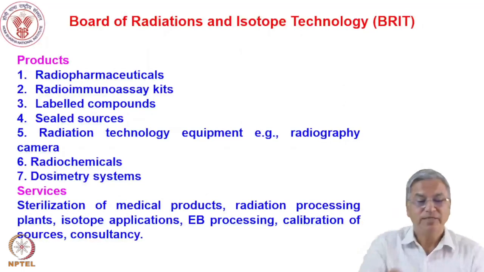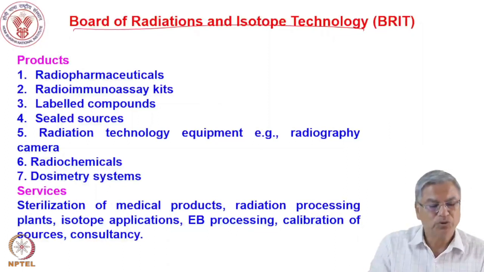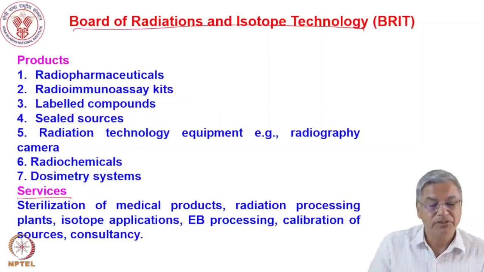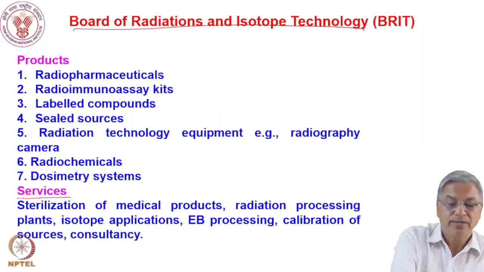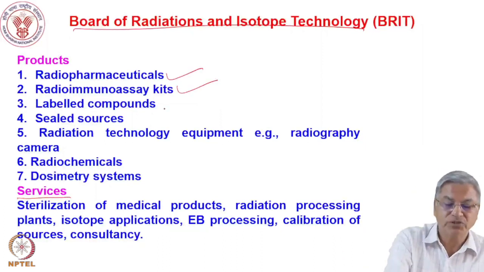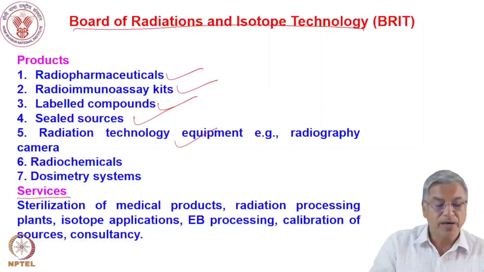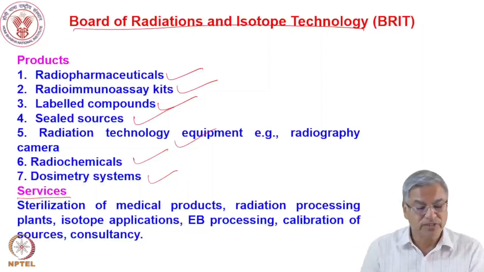In our country, the Board of Radiation and Isotope Technology, called BRIT, is the agency to supply different radioisotopes or different kits. They also provide services for industry, medicine, and many others. Whoever wants radioisotopes in the country will find radiopharmaceuticals, radioimmunoassay kits, labeled compounds, sealed sources, or even technology, radiographic cameras, radiochemicals, dosimetry systems, all supplied by BRIT. You can go to the website of BRIT and see what products they are supplying.